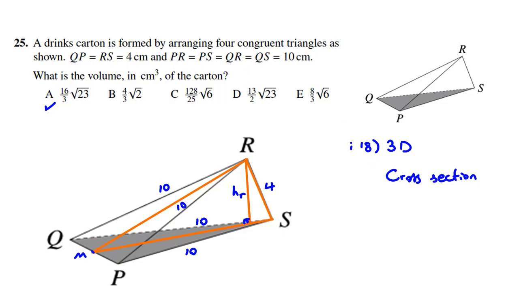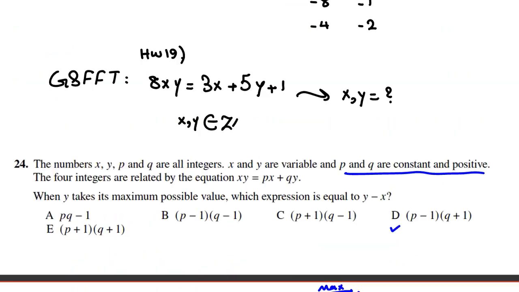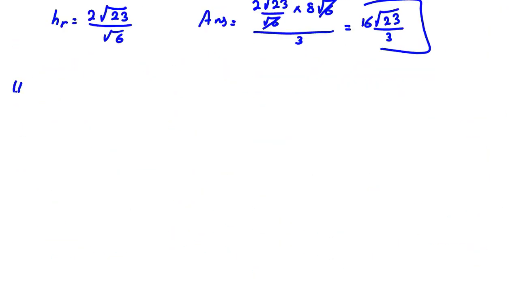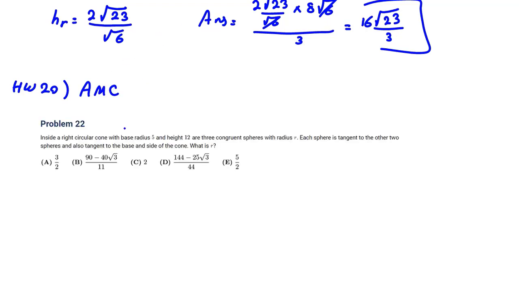Okay, now from this idea, let me tell you homework. Homework 19, homework 20. A problem from AMC. Again, in 3D, you should use two cross sections. So try this problem of AMC as homework related to 3D. Here we have cones, spheres, something like that.